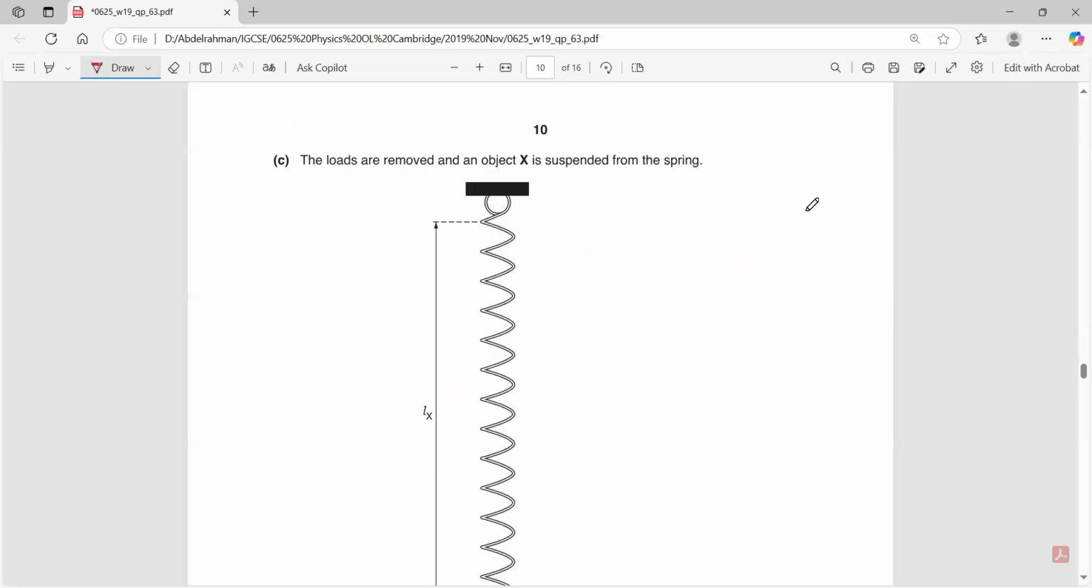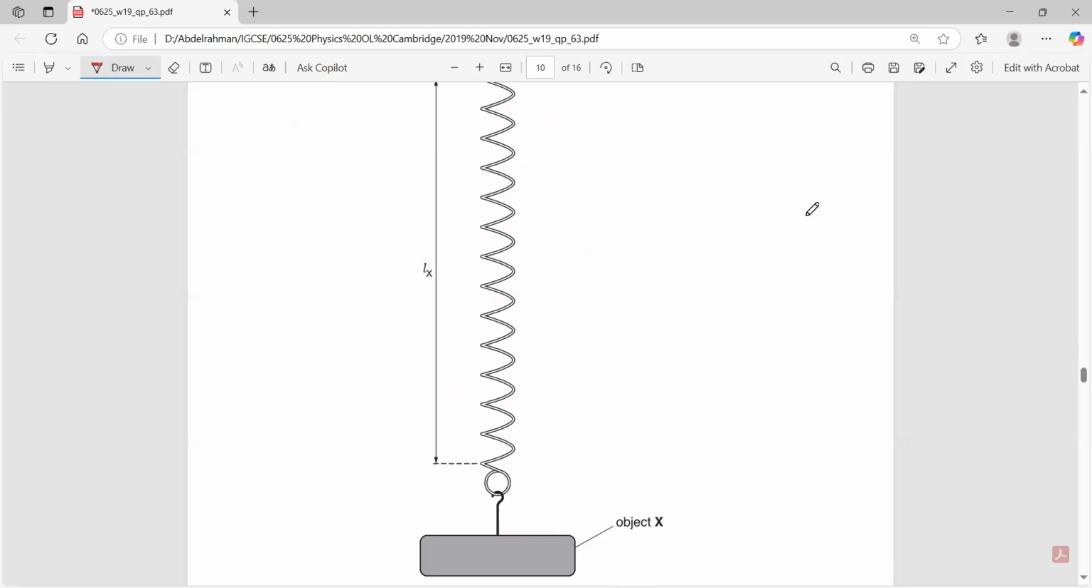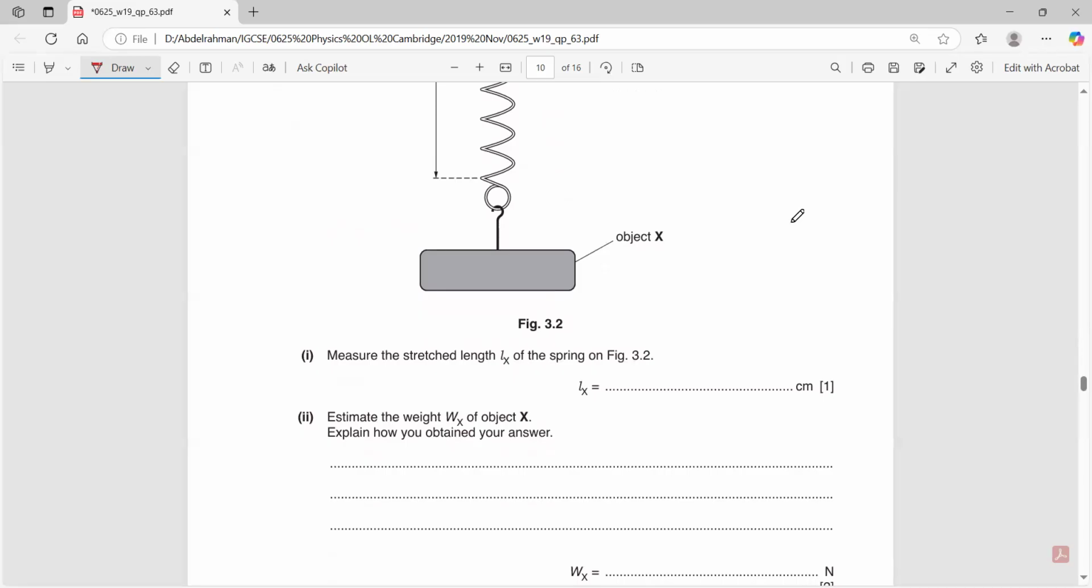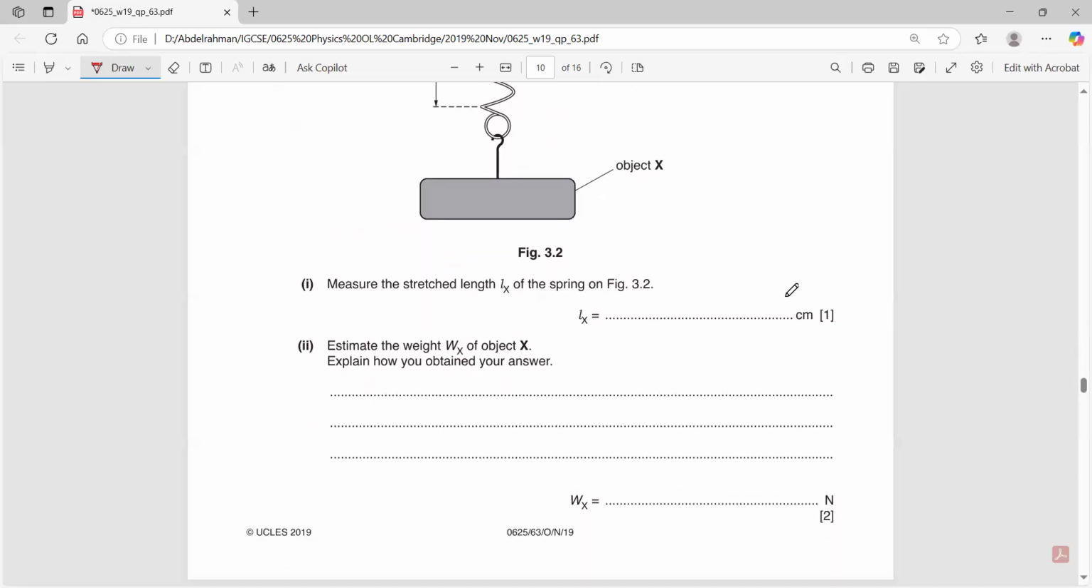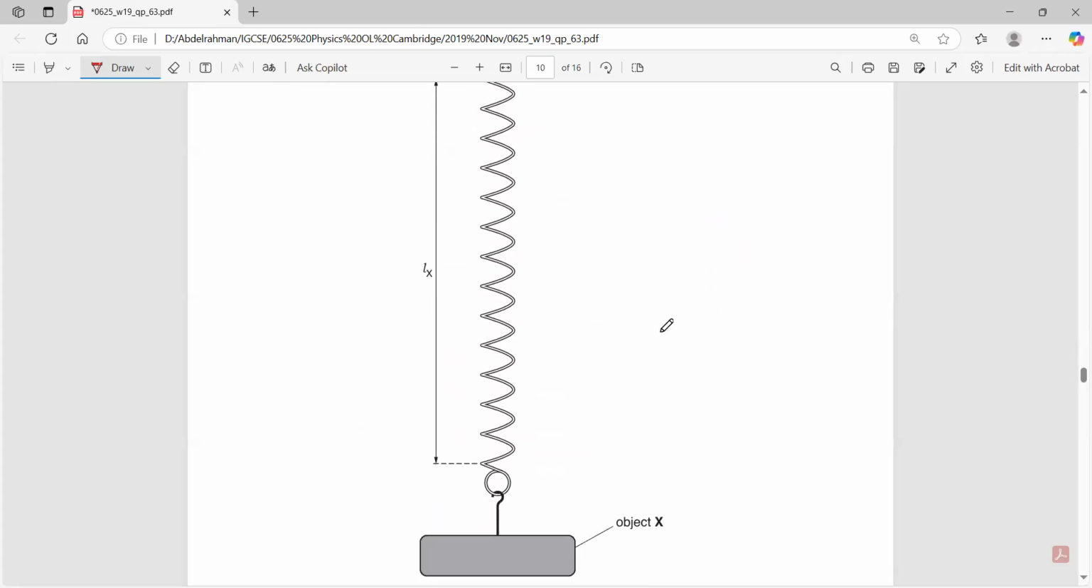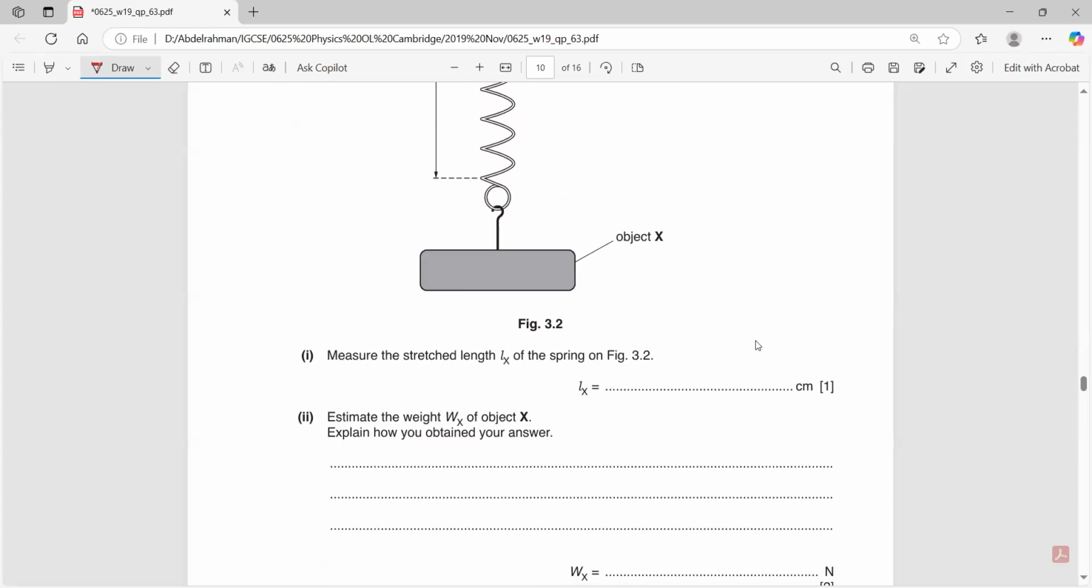Loads are removed and an object X is suspended from the spring. So we removed these loads and added a different object, object X. We do not know the weight of this object. Measure the stretched length Lx of the spring. Can I find Lx? Yes, using my ruler. I will measure this distance Lx, which should be around 11.4 centimeters. If your reading is slightly smaller, it is okay. So now we have the extended length due to this unknown object X.